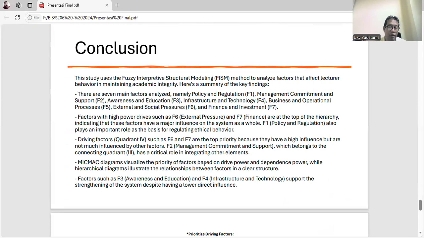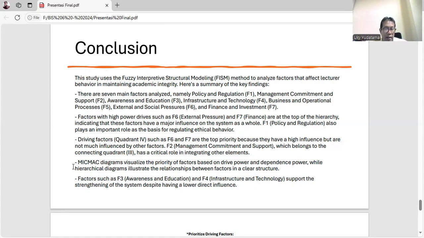Conclusion. The study used the fuzzy interpretive structural modeling method to analyze the factors that influence lecturer behavior in maintaining academic integrity. The key findings can be summarized as follows. One, factor influence: 7 main factors were identified, including policy and regulation, management commitment and support, awareness and education, infrastructure and technology, business and operation process, external and social pressure, finance and investment.